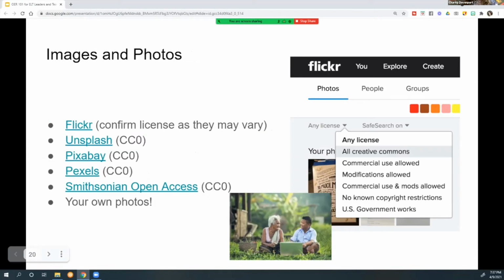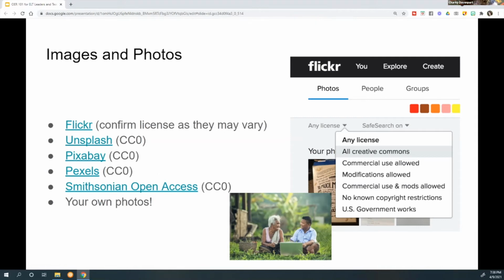So first, for pictures, Flickr has a lot of good open license pictures, and similar to Google, it also has an advanced search where you can find Creative Commons pictures. Also, no known copyright restriction means that it's part of the public domain. US government works are also in the public domain. So there are a lot of pictures that you could use on Flickr.